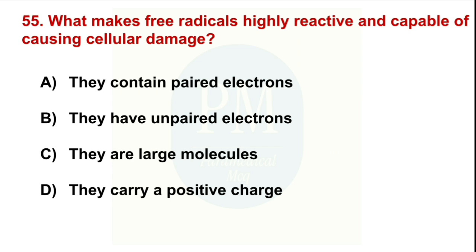What makes free radicals heavily reactive and capable of causing cellular damage? Option A, they contain paired electrons. Option B, they have unpaired electrons. Option C, they are large molecules. Option D, they carry a positive charge. The correct option is option B, they have unpaired electrons.